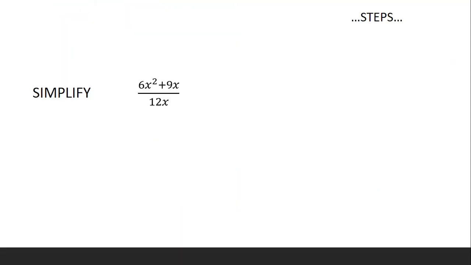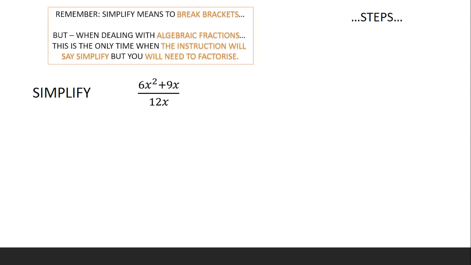Let's begin. Okay, so simplification means to break brackets. That's what we've learned all along. Factorizing is building brackets. Now, when it comes to algebraic fractions, it's all flipped. This is the only time that we will be able to factorize when the instruction says simplify. And I'm going to elaborate on that, the only time. Okay, so let's jump right in.